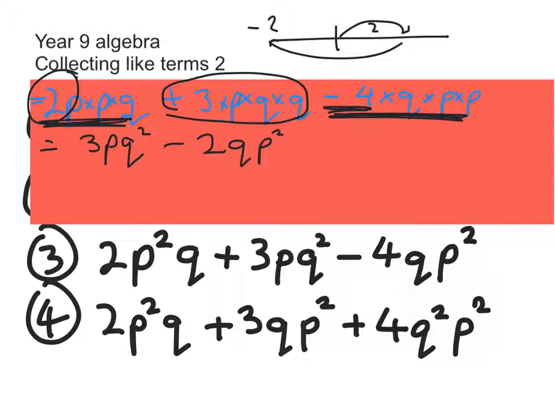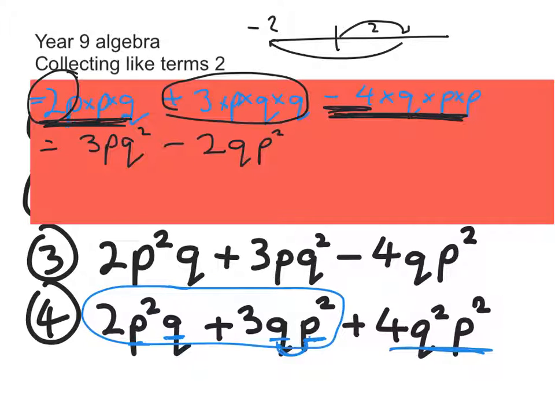Right, let's have a look at this next one. Well, we've got p squared q and qp squared. So these are like terms, because we don't care about the order here. But this is not a like term because it's q times p times p. So number 4, what do we get?